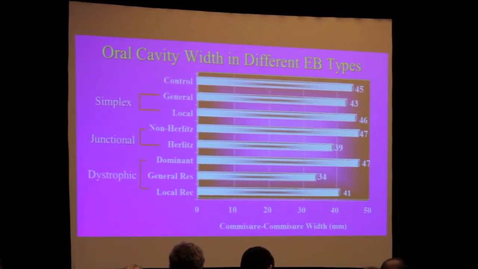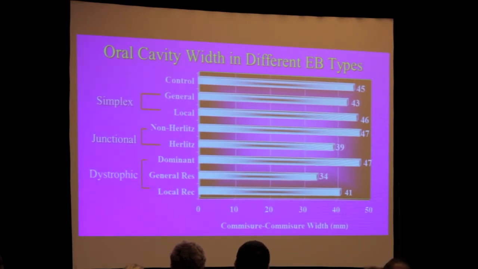We actually measured, in all these individuals that came in for the registry, their commissure to find out the actual width of the mouth and how it varied between the different EB types. And normal mouths are about 45 millimeters. You can see that simplexes were about the same as normal, even in the more severe generalized, maybe a little bit less. But it was really when you got into the Herlitz junctionals, because they have perioral lesions, that they tend to have a diminution in the commissure to commissure, corner of the mouth width. And it was the generalized recessive dystrophics that had the most significant diminution.